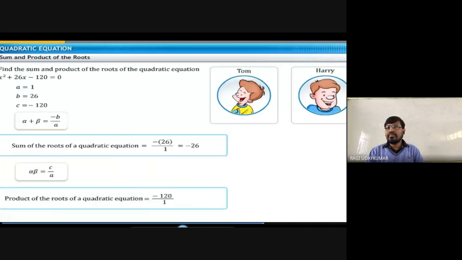And the product of the roots, you multiply both of them, minus 30 and 4. We got minus 30 and 4. You don't consider the Tom age and Harry age here. Harry age is dependent on Tom.